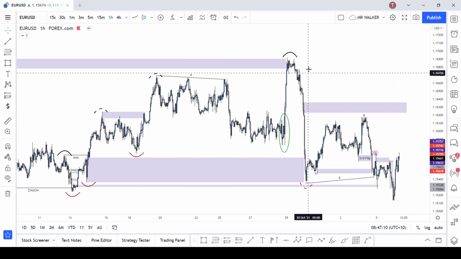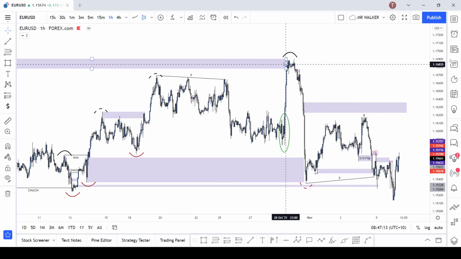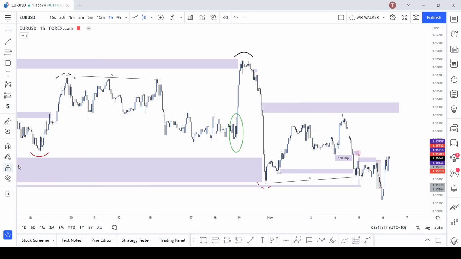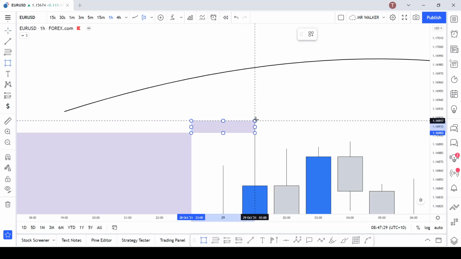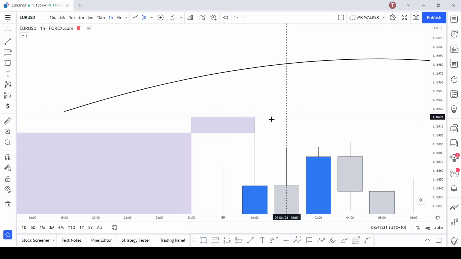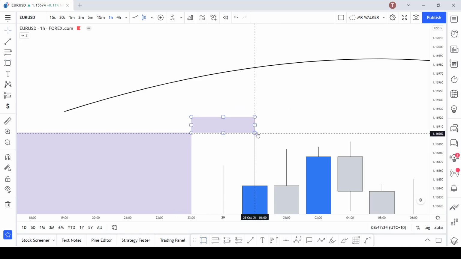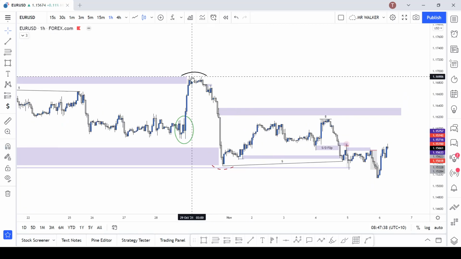And as soon as the price comes back to the supply, we mitigate the supply. We then, as you can see, sweep the liquidity. As you can see, this week is a bit higher than this supply, so we sweep the liquidity, which means that we don't really need to go higher than that. We can drop from this moment on.